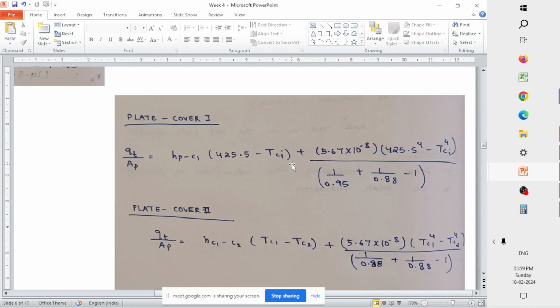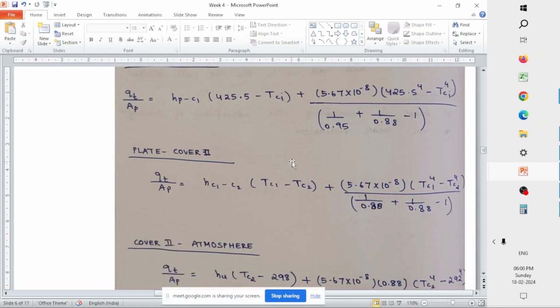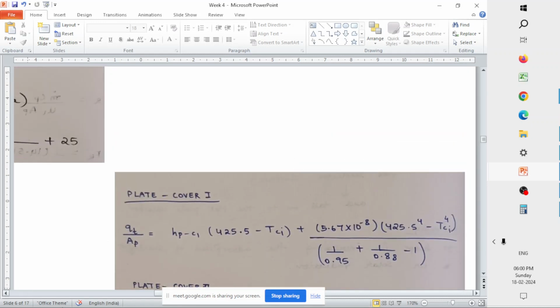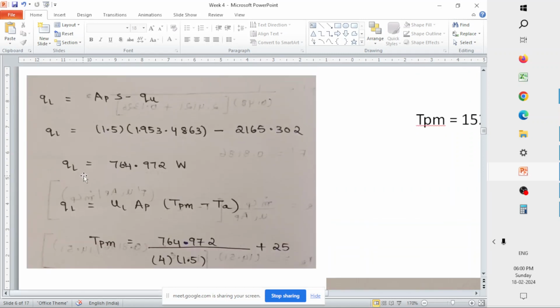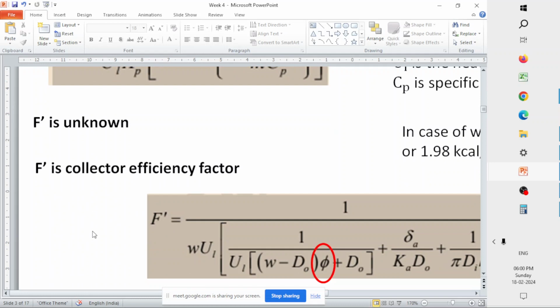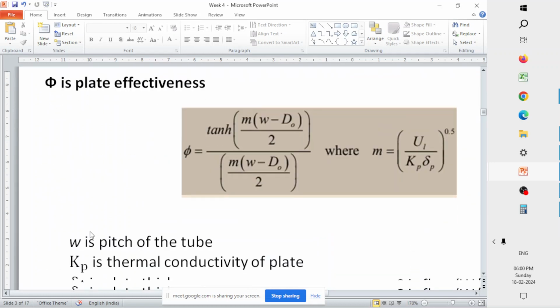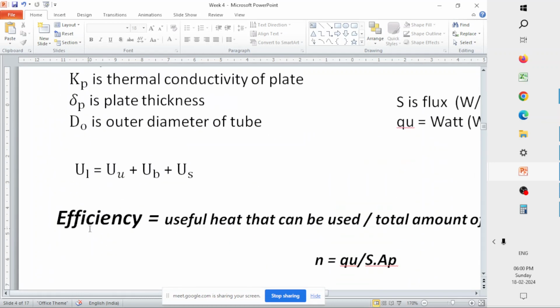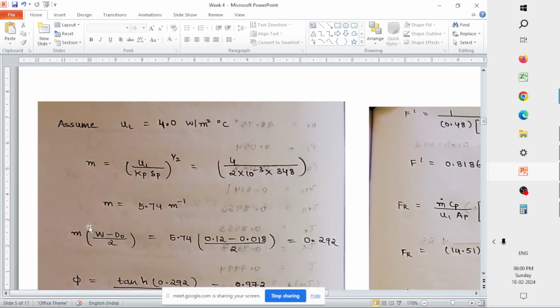That is again another part of designing, but since this course is specifically focused towards thermal properties and thermal analysis, we do the majority of the calculation based on heat transfer. So in case you have any doubt till now, then please do let me know about QL, TPM, heat removal factor, collector efficiency factor, because there are a lot of different terms which we have discussed today. So in case you have any doubt, then please let me know now.